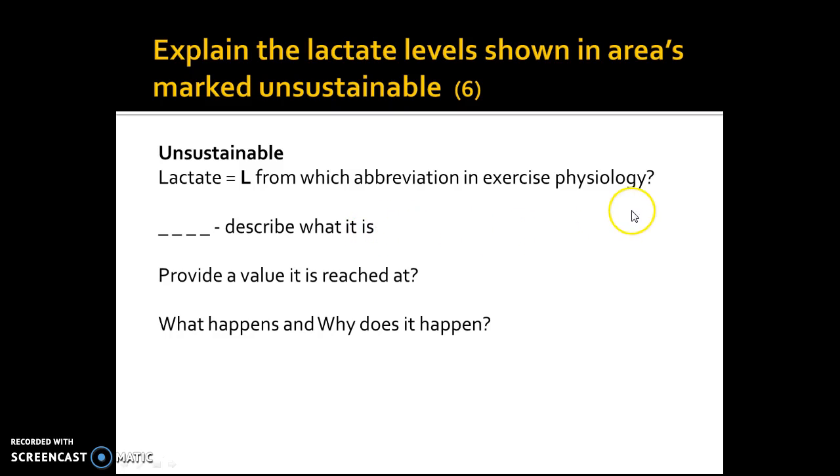Then can you describe what it is? When you've done that, can you provide a value it's reached at? And then when you reach that value, what happens and why does it happen? I'm very aware this isn't easy, but what I do know is that you know that LA fits into an abbreviation. You should know a description of it, and you should know the value at which it becomes that. Then the last bit is what happens and why it becomes unsustainable.